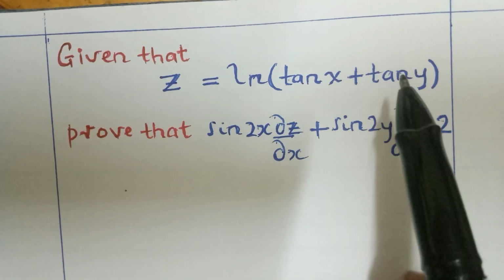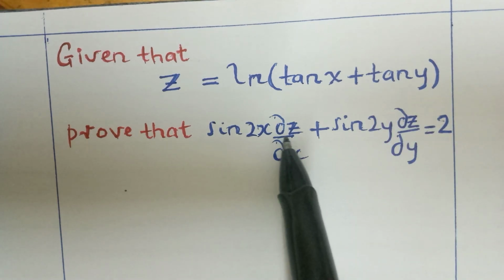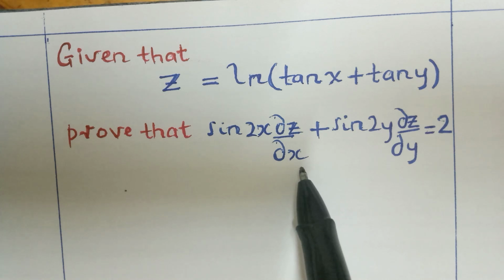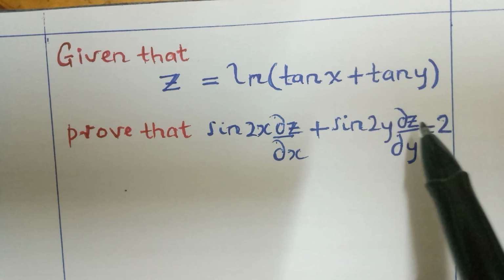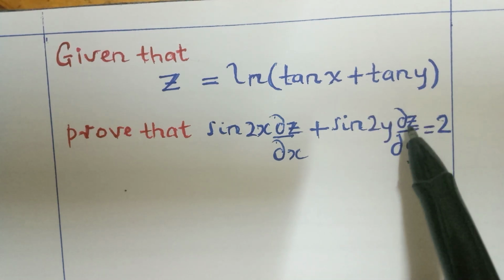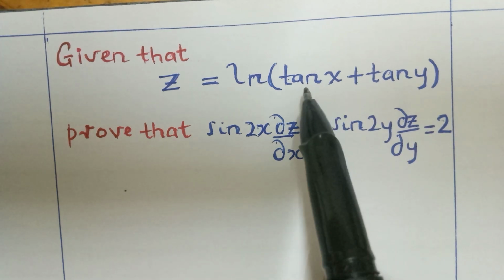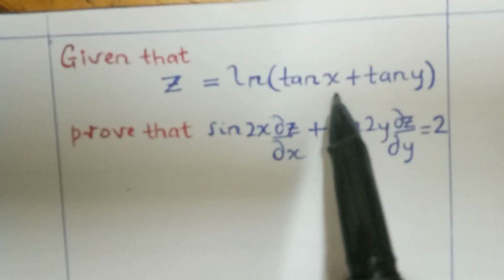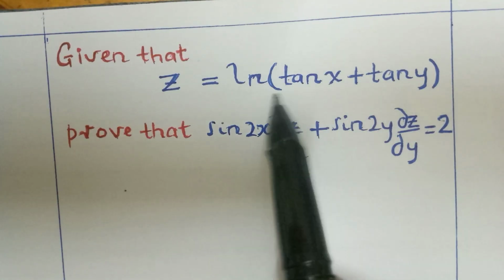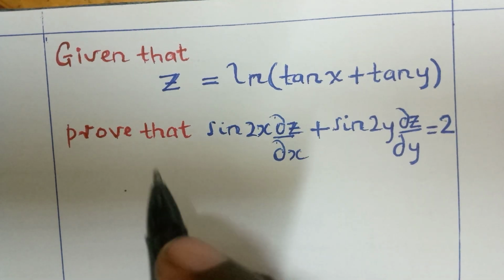When we come to differentiate this using partial differentiation, we consider what we are not differentiating as a constant. So if we are taking the partial differentiation of z with respect to x, we take tan y to be a constant. If we differentiate z with respect to y, we take tan x as a constant. So this variable x is no longer a variable, it's considered a constant at that moment. Let's start and see.